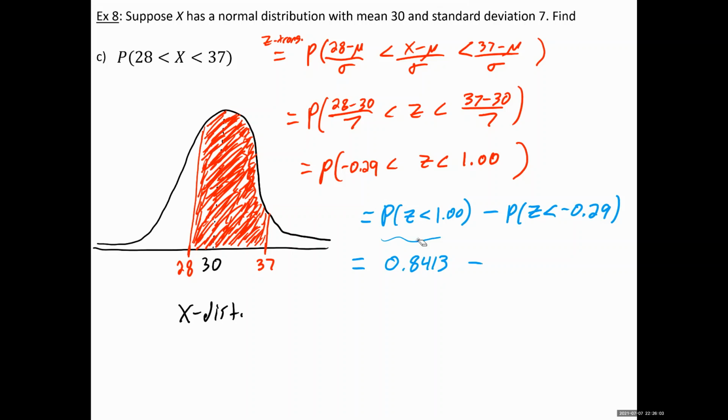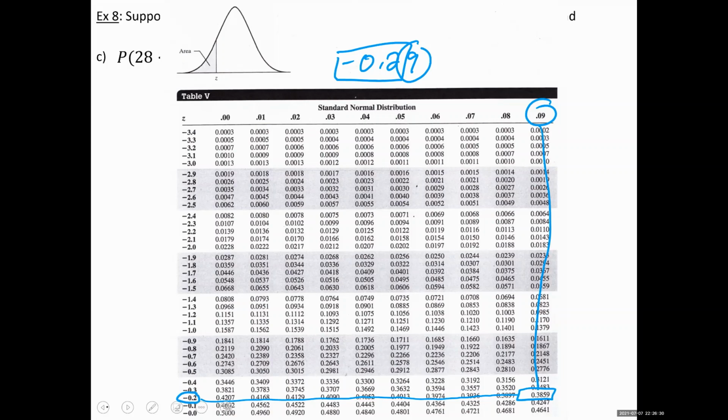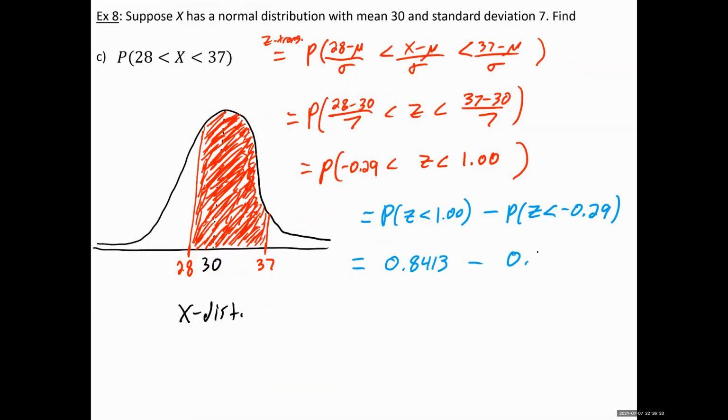0.8413 minus. Now the other one is a negative number, so we have to use the negative side of the z table for that, negative 0.29. So looking for negative 0.29. Again, you can look for negative 0.2 on the left column. It's way down here, negative 0.2. Last digit 9 over here. And again, you go to the right and you go down here and you get 0.3859, is what it looks like. That is this number here. And then you subtract those and that's the end of the story there. Okay, the answer I'm getting is 0.4554.